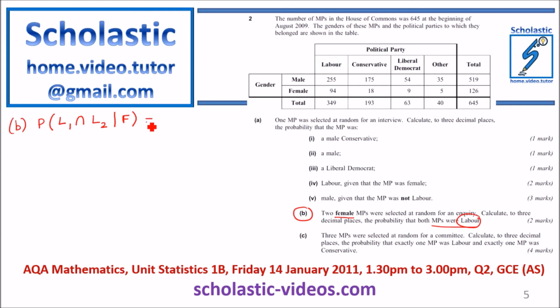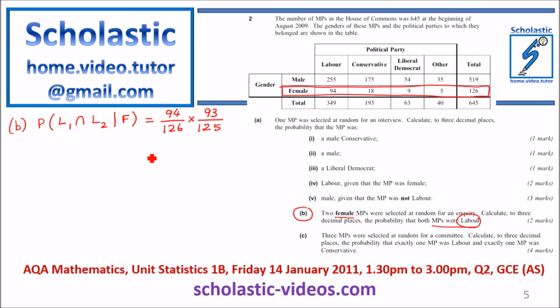So it is given female, that means we are looking at this row. So 126 females are there. Out of 126, what is the probability of the first female to be labor? 94, multiplied by the second one, L2. Now out of 126 females, 1 female is already taken out, so this will become 125, and we also already took 1 labor female, so there will be only 93 here. So 94 upon 126 is the probability of the first labor member out of the female members, and then for L2, because we already took 1 out, it is 93 upon 125.